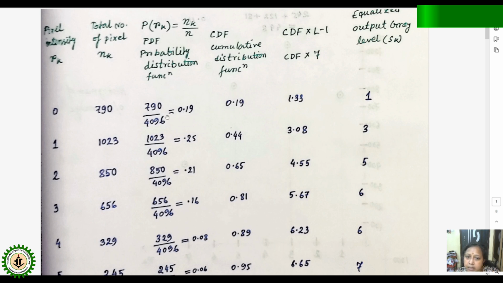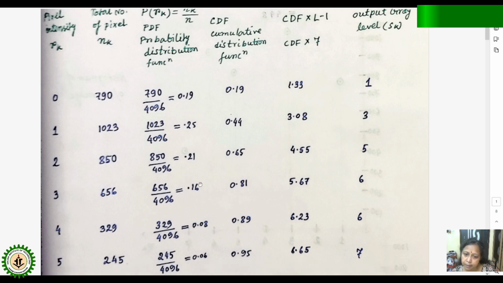Cumulative distribution function: initially 0.19, it will be the same, 0.19. Then 0.19 will be added with 0.25, and the cumulative distribution function is 0.44. Then 0.44 will be added with 0.21, and the cumulative distribution function is 0.65. Then 0.65 will be added with 0.16, and the cumulative distribution function will be 0.81.